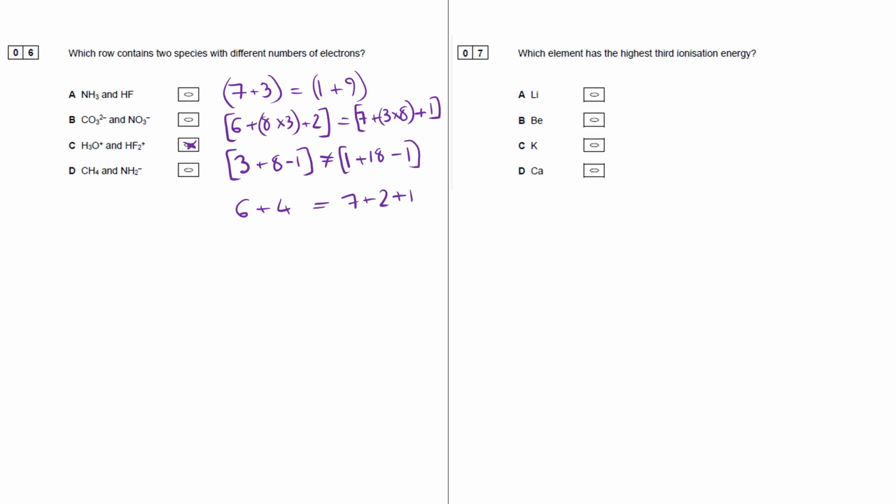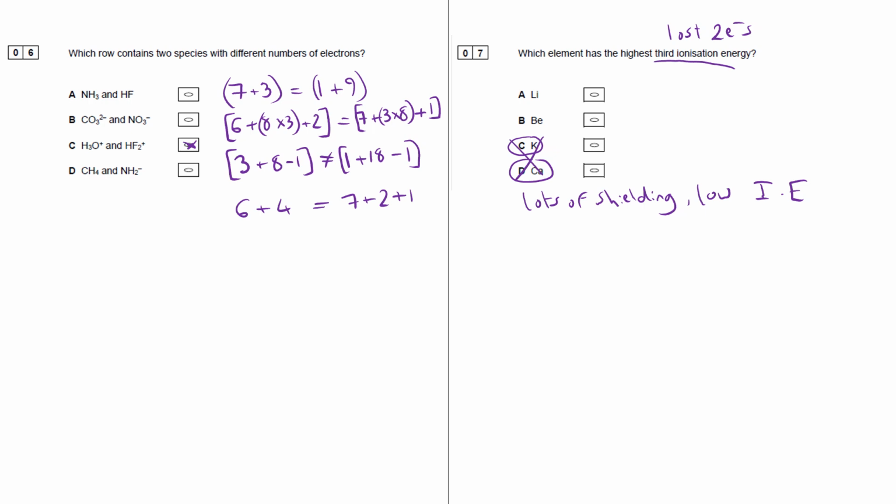Question 7. Which element has the highest third ionization energy? If it's third ionization energy, you've already lost 2 electrons. So we're considering how many protons compared to how many electrons there are. Now just looking through this list, I can automatically rule out C and D because they will have lots of shielding. There's a large distance between the nucleus and the outer electrons, so they would have relatively low ionization energies.